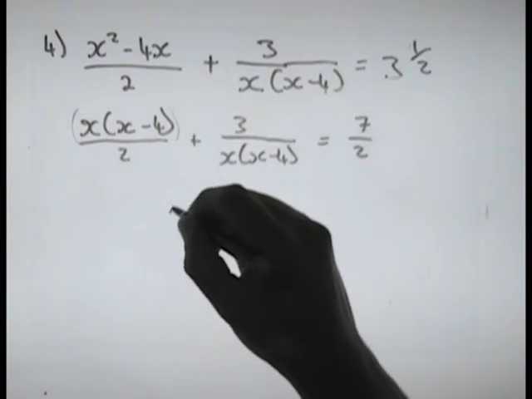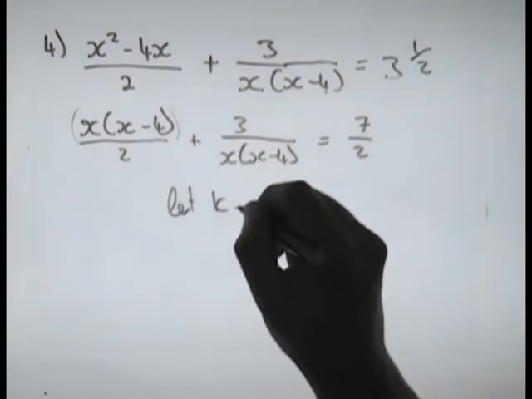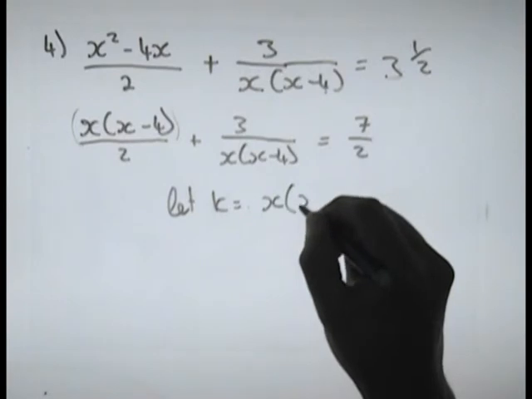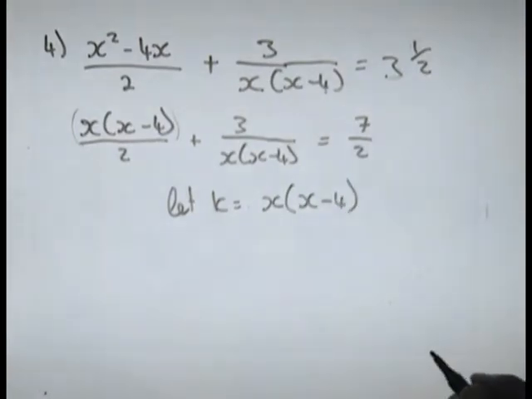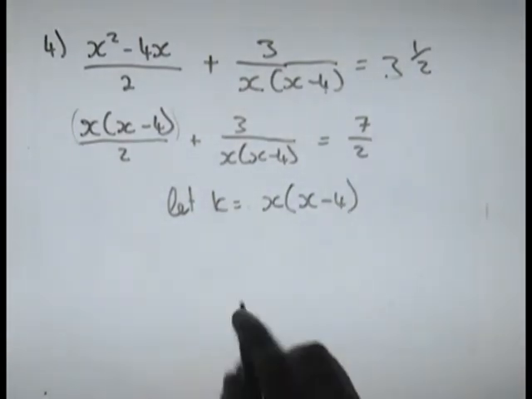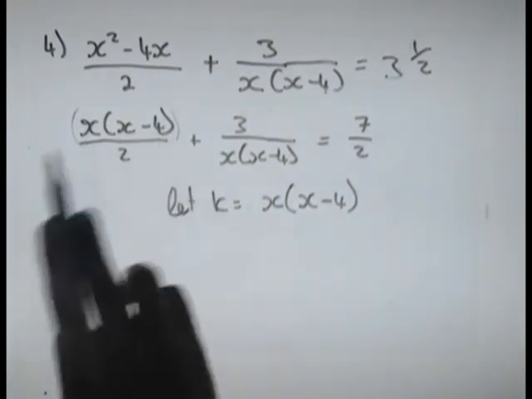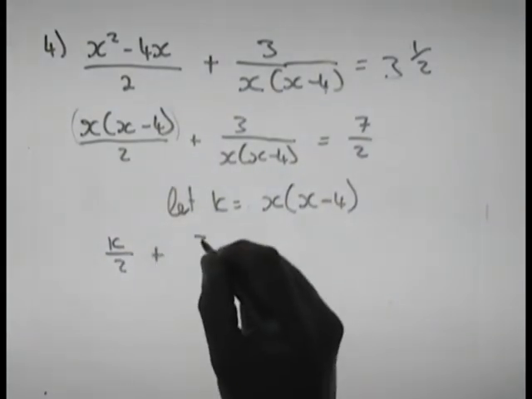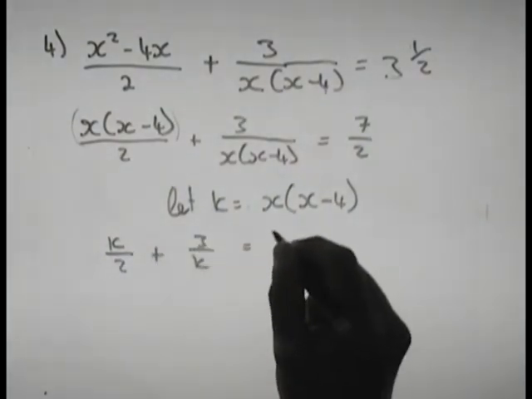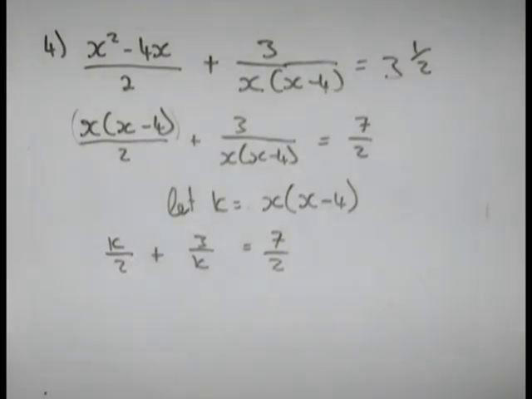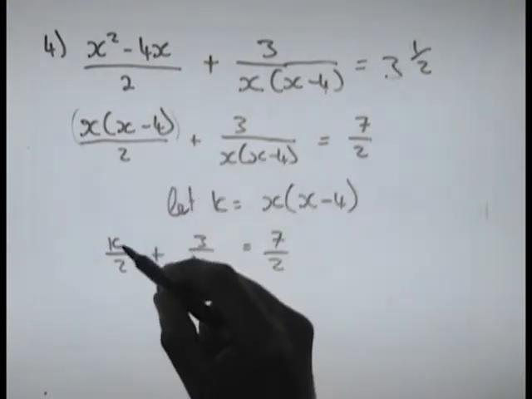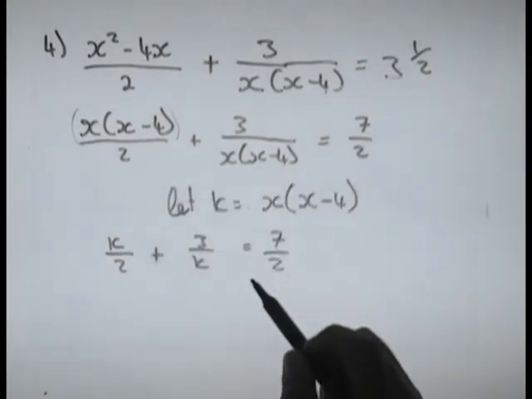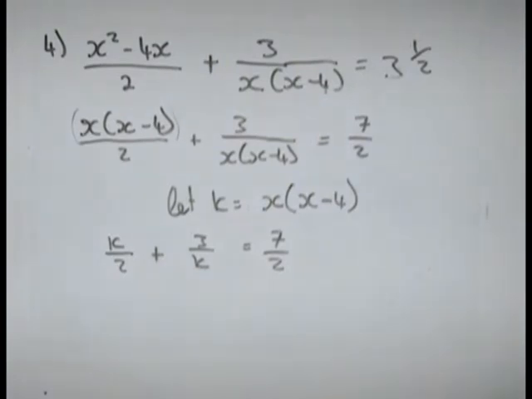I'm going to use the K method. I'm going to say let K equal x times (x minus 4). I'm not changing anything. All I'm doing is, instead of writing that long thing out, I'm just writing k over 2 plus 3 over k is equal to 7 over 2. Why did I do that? Well, again, I'm just writing it out in a simpler form so that when I multiply it by the LCD, it becomes a lot easier to find the solution.